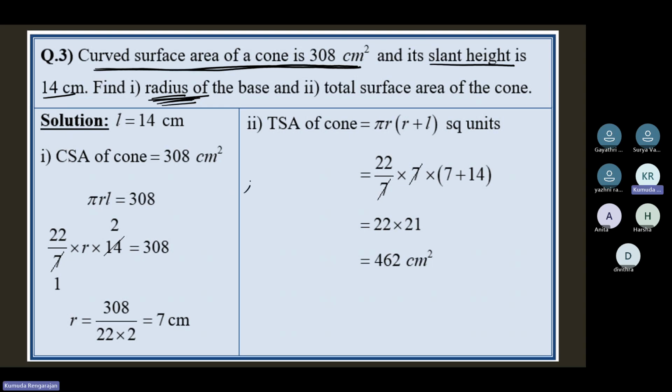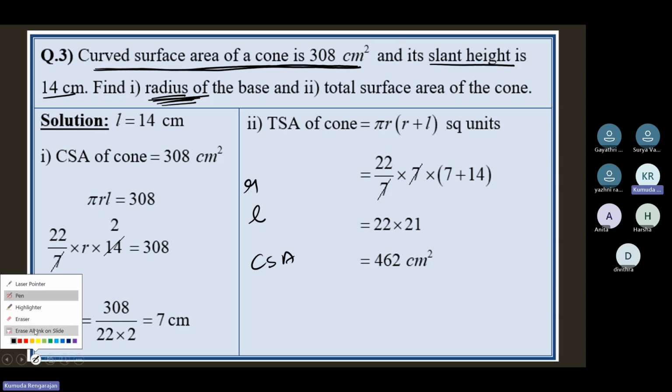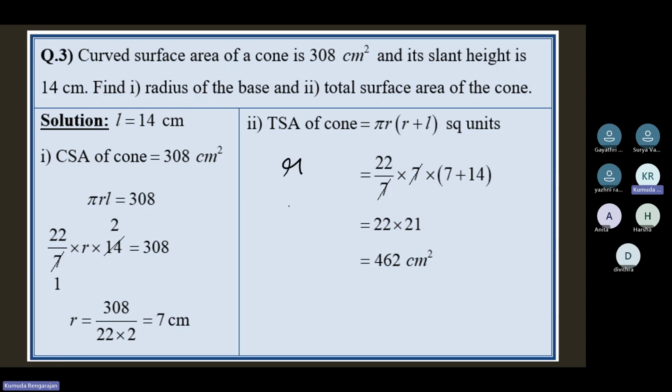See, normally radius and slant height is given and you should find CSA. The direct question is radius is given, slant height is given, find the CSA. Here, they've given you CSA and the slant height, and they want you to find the radius.